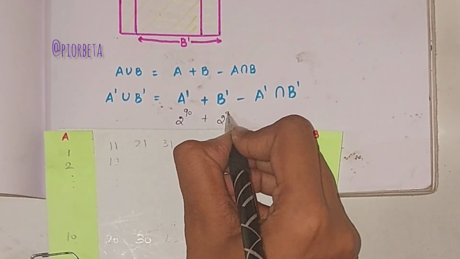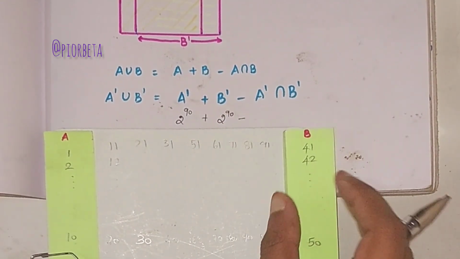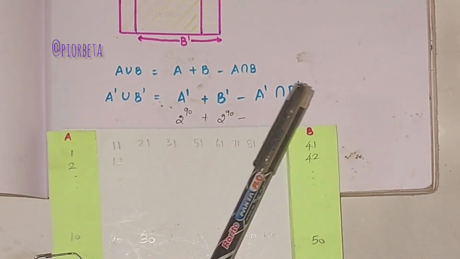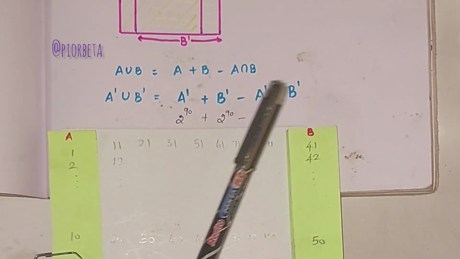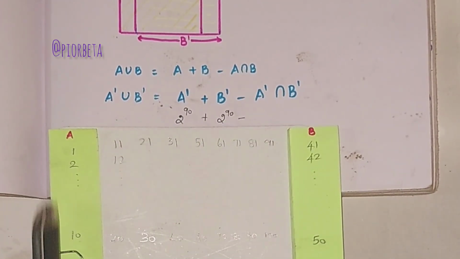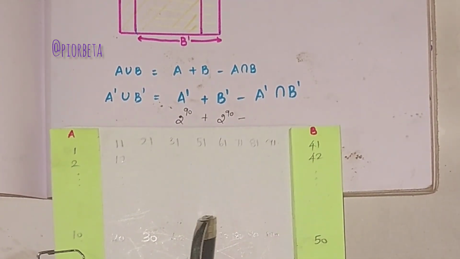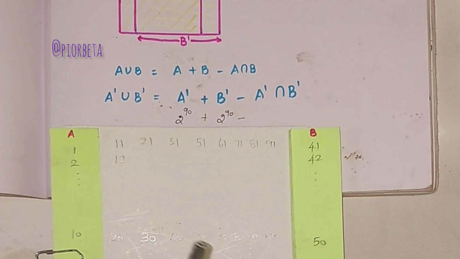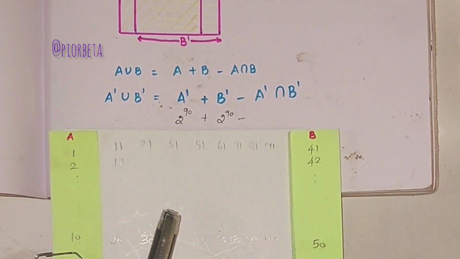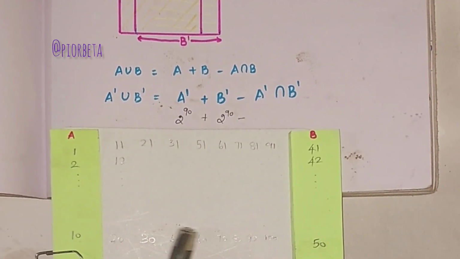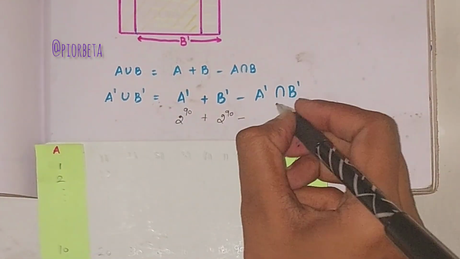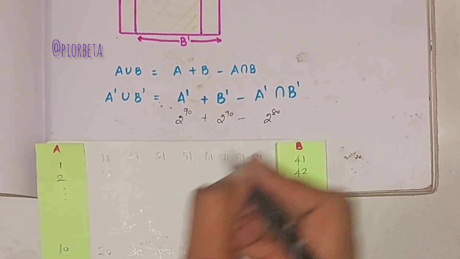Similarly 2 power 90, minus what will be A dash intersection B dash? How many elements will be in A dash intersection B dash? A dash means this many and B dash is this many, and the intersection part is this pi. The number of elements in pi we know, that is 80, but we are going to collect the subsets. So it will be 2 power 80.